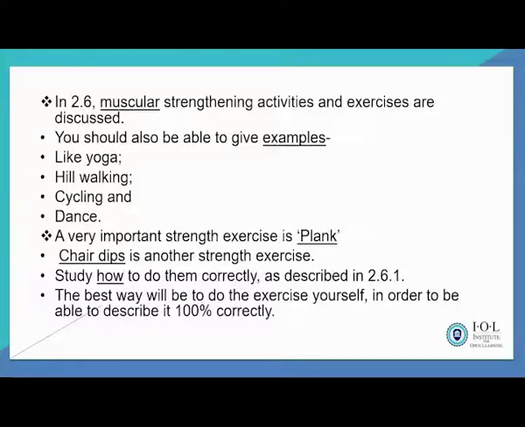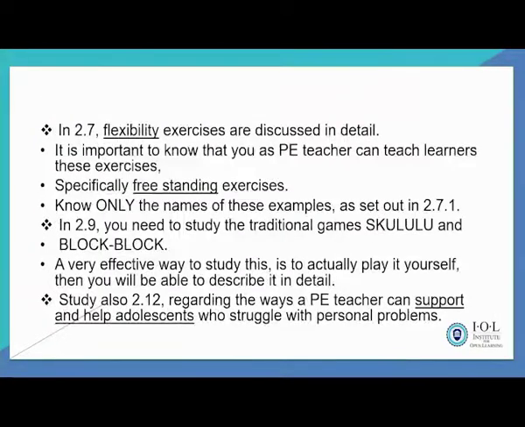Study them all. In 2.6, muscular strengthening activities and exercises are discussed. You should also be able to give examples like yoga, hill walking, cycling, and dance. A very important strength exercise is plank. Chair dips is another strength exercise. Study how to do them correctly as described in 2.6.1. The best way will be to do the exercise yourself in order to be able to describe it 100% correctly.